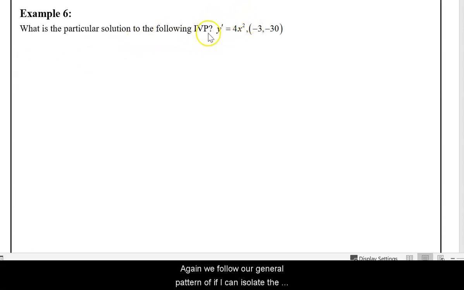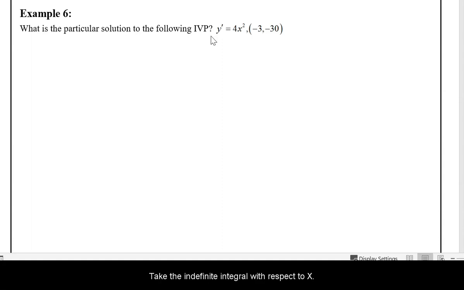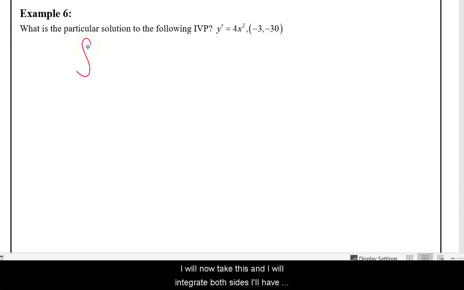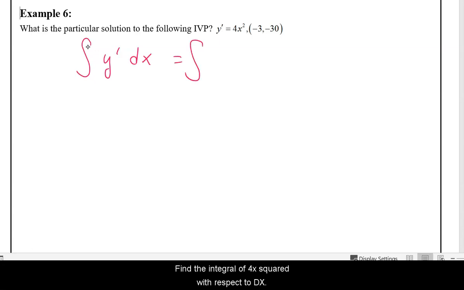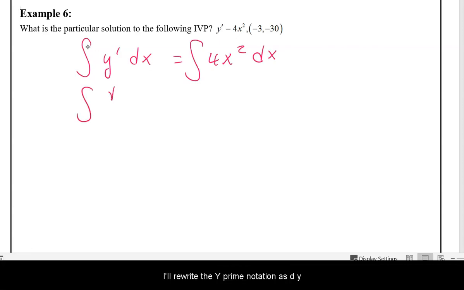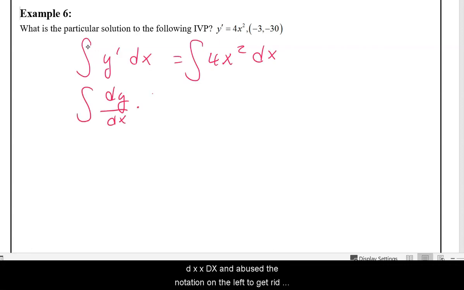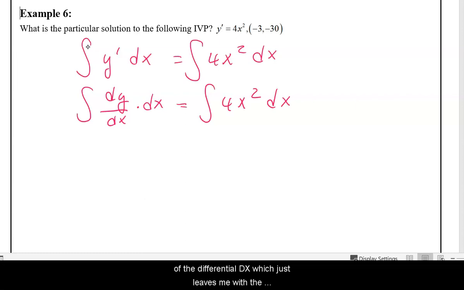Again, we follow our general pattern of, if I can, isolate the highest order derivative and take the antiderivative of both sides, meaning take the indefinite integral with respect to x. What this does is the following. I will now take this and integrate both sides. I'll have the integral of y prime with respect to dx and the integral of 4x squared with respect to dx. I'll rewrite the y prime notation as dy over dx times dx and abuse the notation on the left to get rid of the differential dx, which just leaves me with the integral of dy.